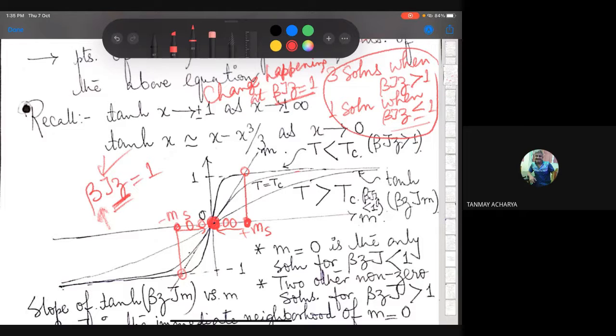That means you take your system, your magnet, you keep it at a temperature. If the temperature is such that beta jz is larger than 1, you have three possible values of the magnetization within the mean field approximation. If the temperature is such that beta jz is smaller than or equal to 1, you have only one possible solution for the equilibrium magnetization, namely m equal to 0. Fine?